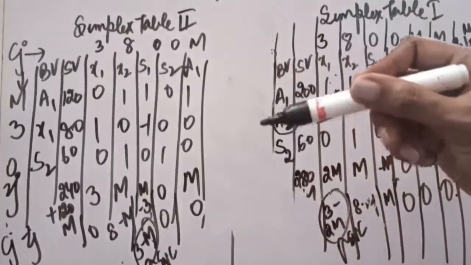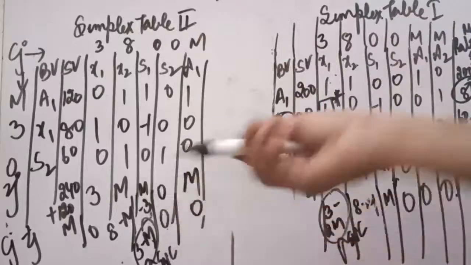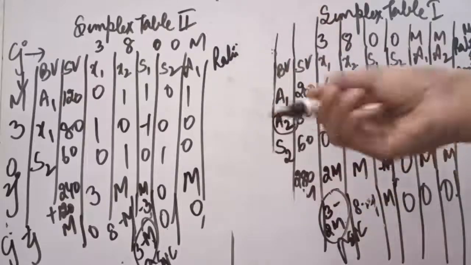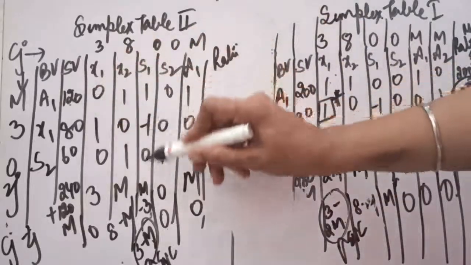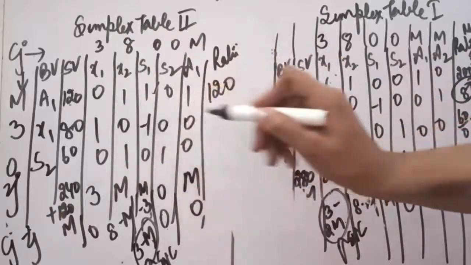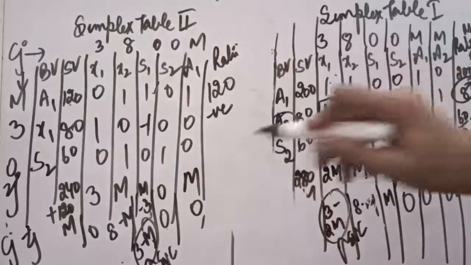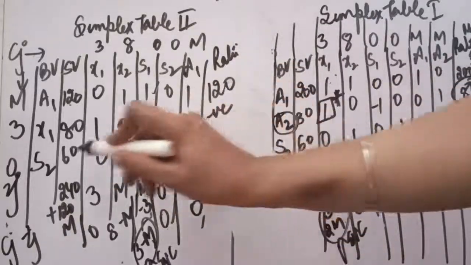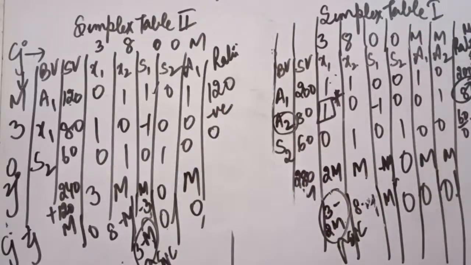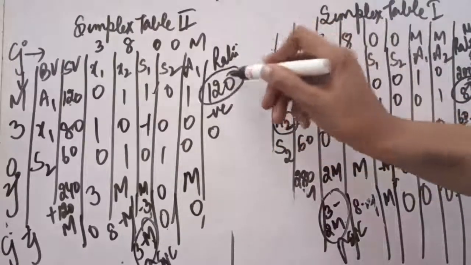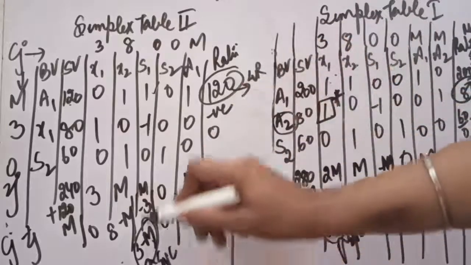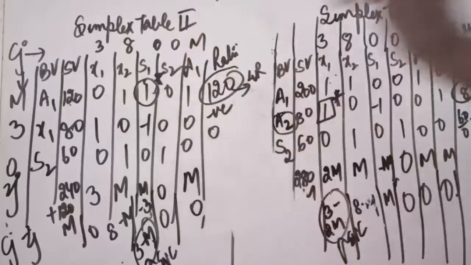Once you choose your minimum value from here, because the problem was of minimization, we move on to the calculation of ratio: solution value upon EVC. EVC here is this. So 120 upon 1, this will be 120. 80 upon minus 1, this will be a negative value, so we have to ignore this value. And the last is 60 upon 0, so this will be infinity. So in the minimum ratio column, as I told you, negative values, infinities, and zeros are ignored. So there is only one value left. So this will become our leaving variable row. If this is the leaving variable row and this is the entering variable column, this will become our key element.